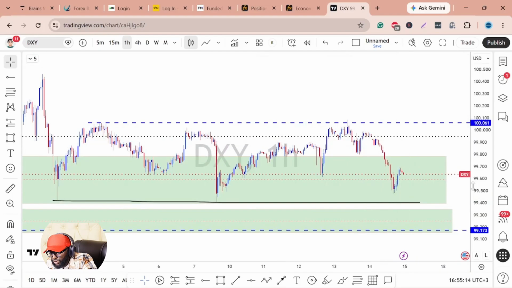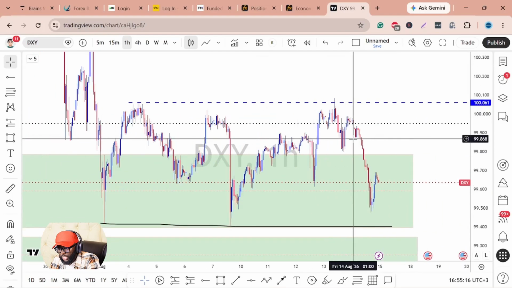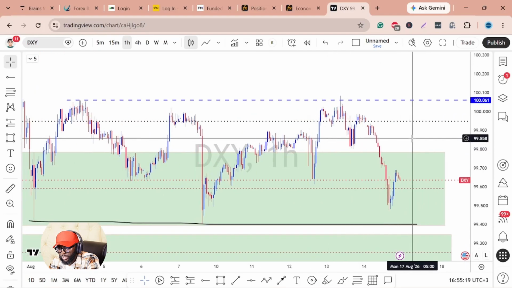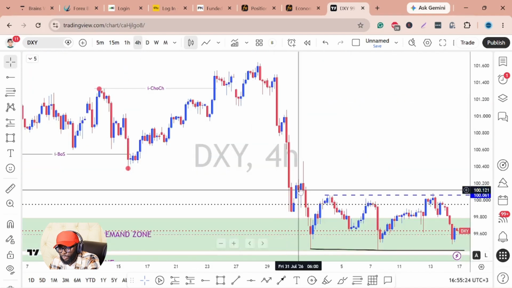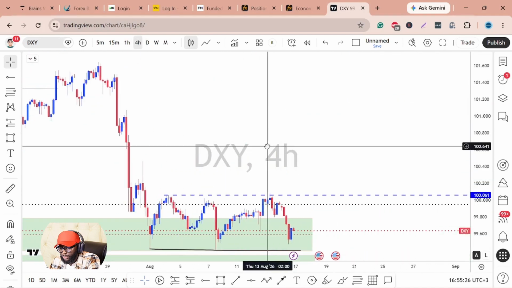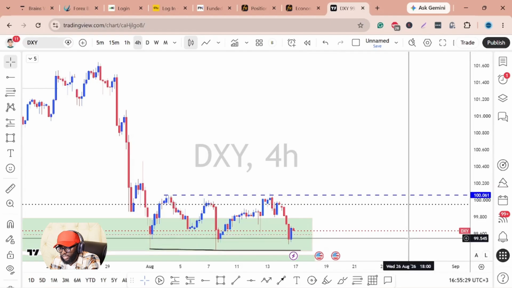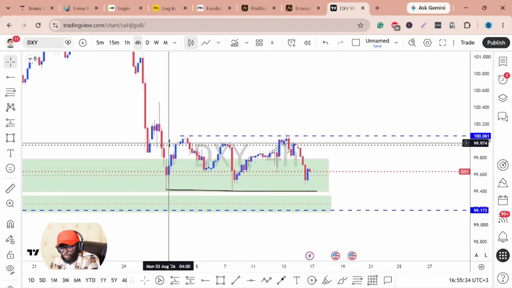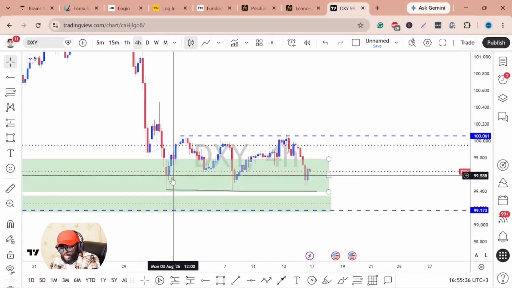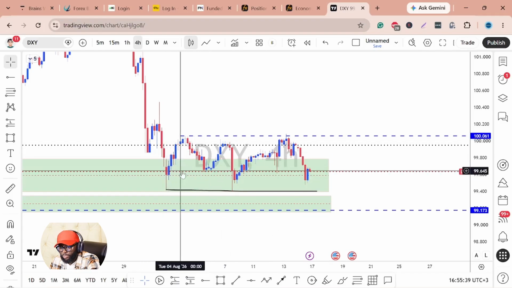Now, from the DXY, what we can see is that once price reacts on the same demand zone for quite a long time, I usually assume there is not enough momentum to push that price. For instance, DXY has been in this zone for the whole of August. From the first week of August, DXY has been playing around the same level.